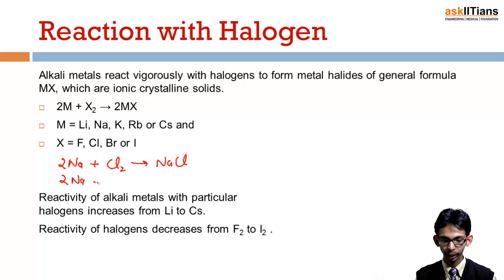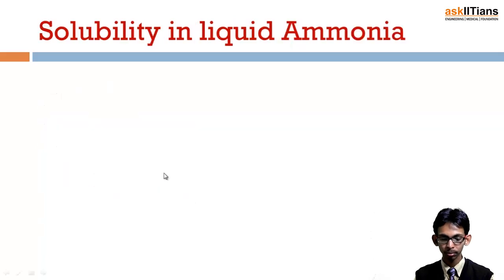Similarly, sodium would also react with fluorine to form 2 NaF, but this is a very fast reaction. It is so fast that it cannot be controlled. Now, solubility of alkali metals in liquid ammonia.